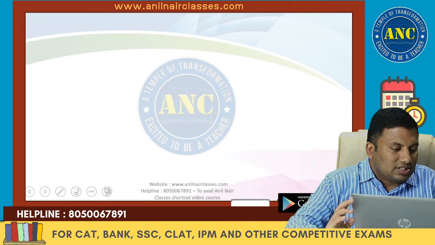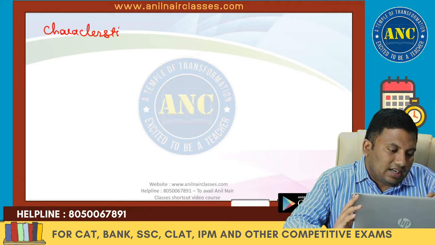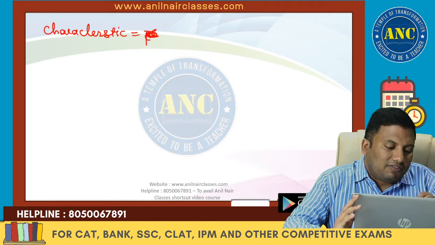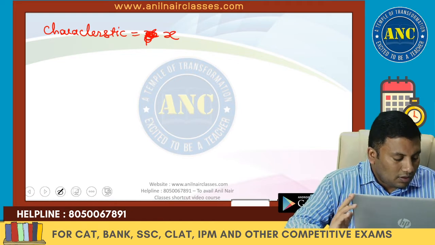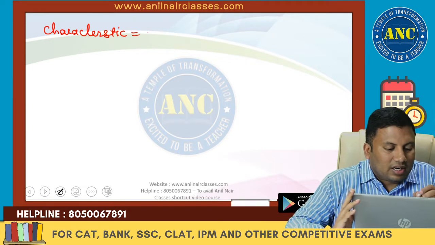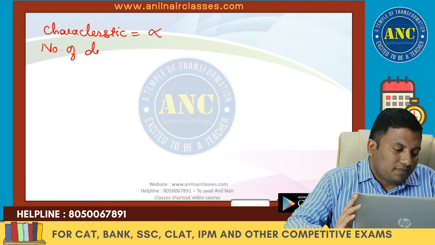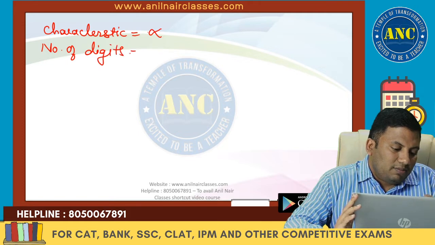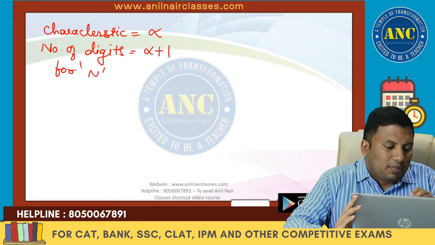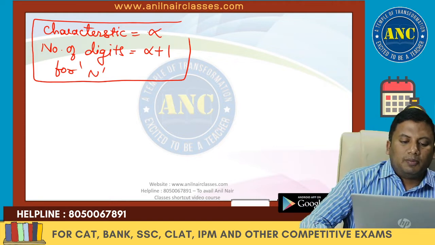We got it as: if the characteristic is, let me take it as alpha, why confuse with x, a power x equivalent to n. If the characteristic is alpha, the number of digits will be alpha plus 1. This is for a given number n. Please make a note. If the characteristic is alpha, number of digits will be alpha plus 1.